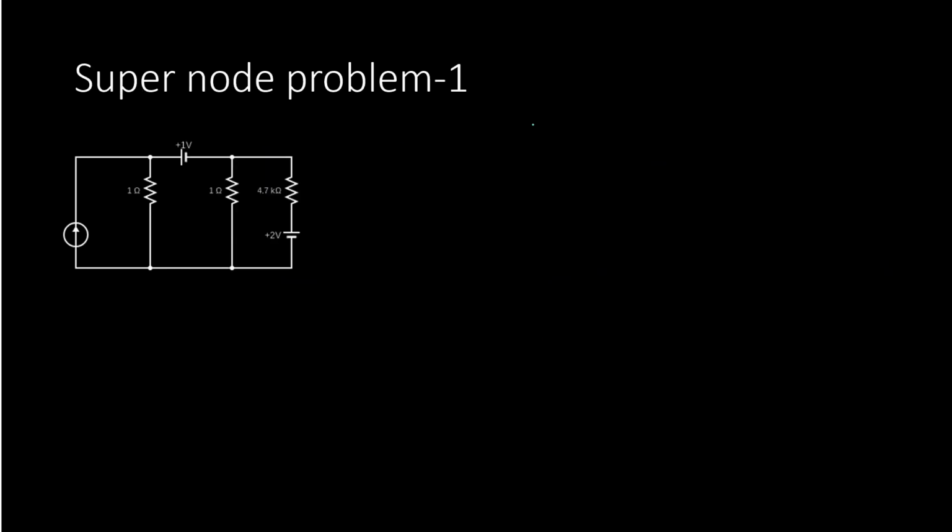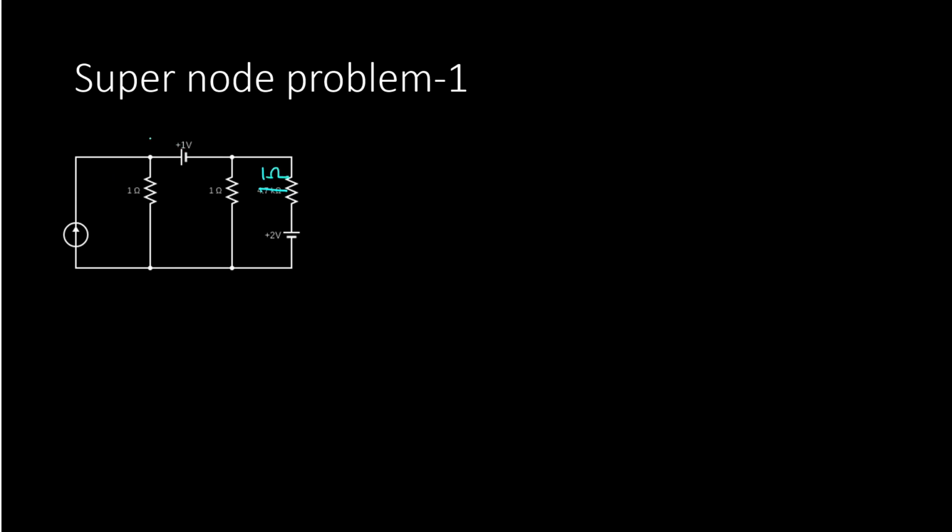So now we look into a new sub concept of nodal analysis, which is called the supernode. Let's understand why supernodes exist. First of all, let's try to solve this problem. This is not 4.7 kilo ohm, this is 1 ohm resistance.